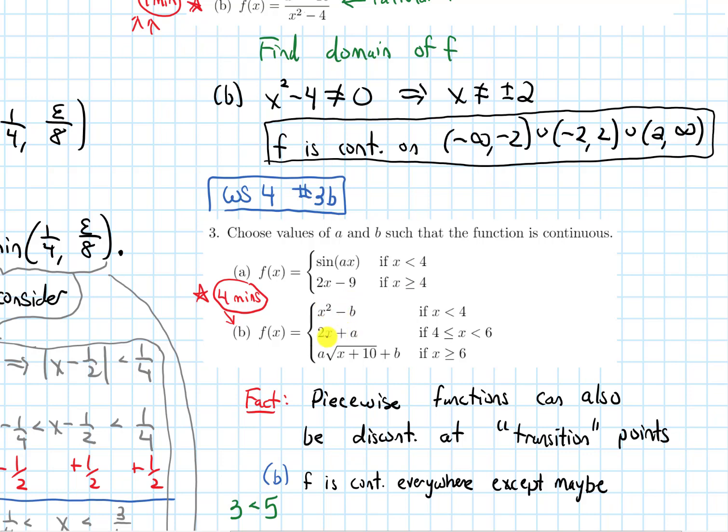With the first two polynomials, polynomials have a domain of everything. And with the root function, I would only have to worry about the inside of the root being negative. But because x is greater than or equal to 6 on this part of it, that's not going to happen with the root. So the only things I have to worry about are maybe those transition points at 4 and 6, where I switch from one piece to another piece. That is what I want you to test for. Is it going to be continuous at those places? Pause the video for 4 minutes and try this one.